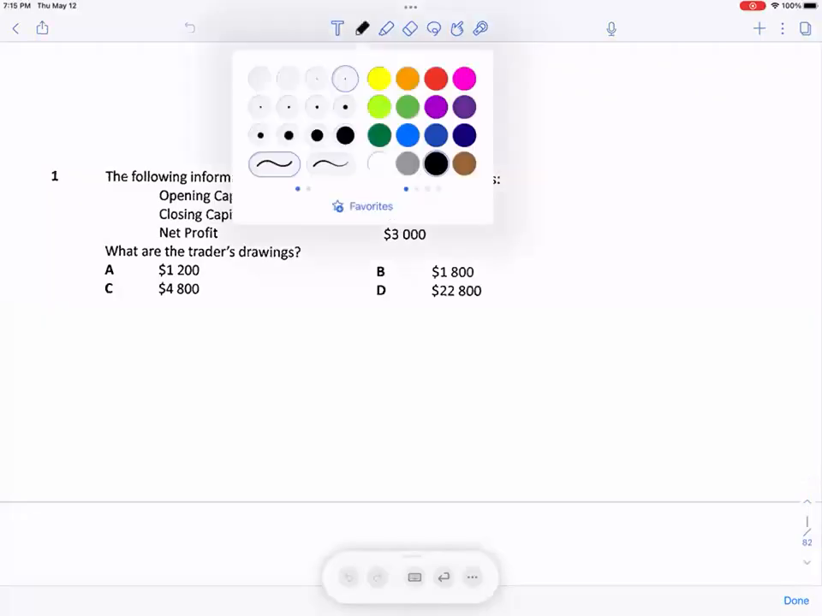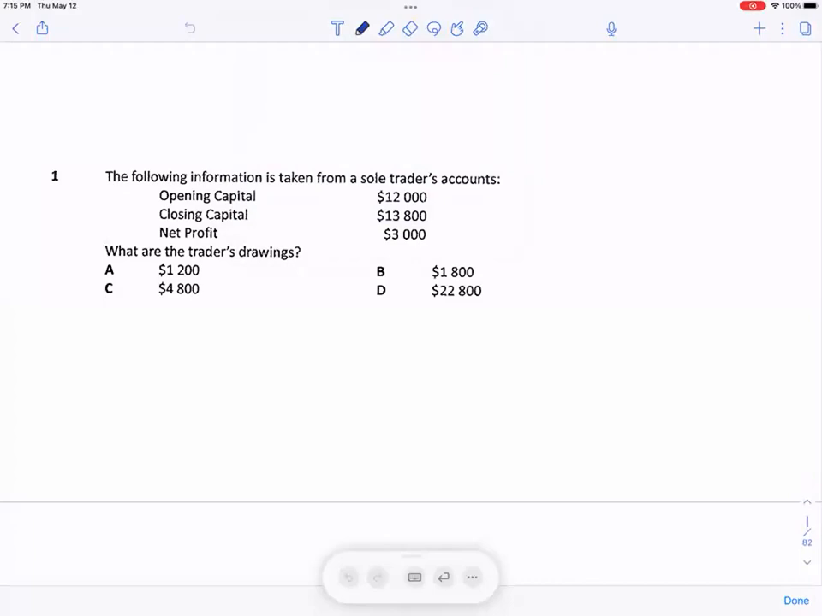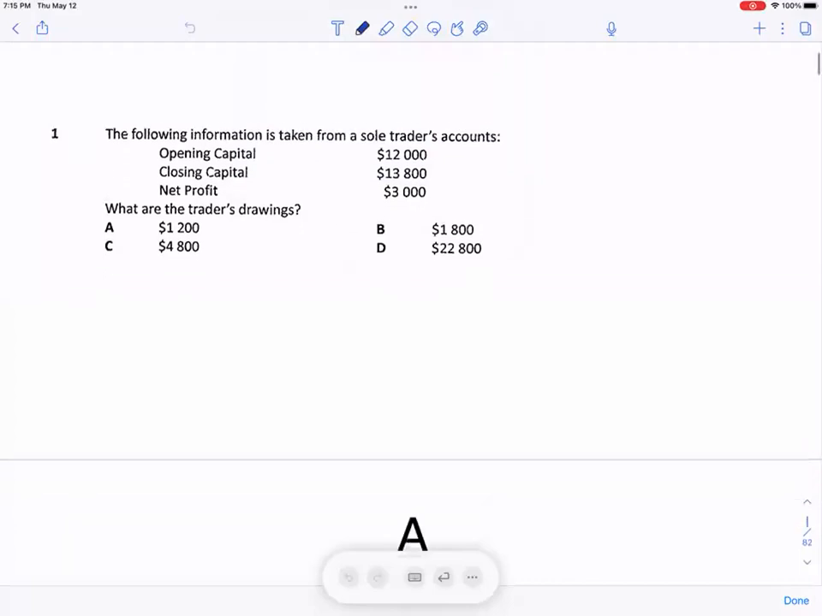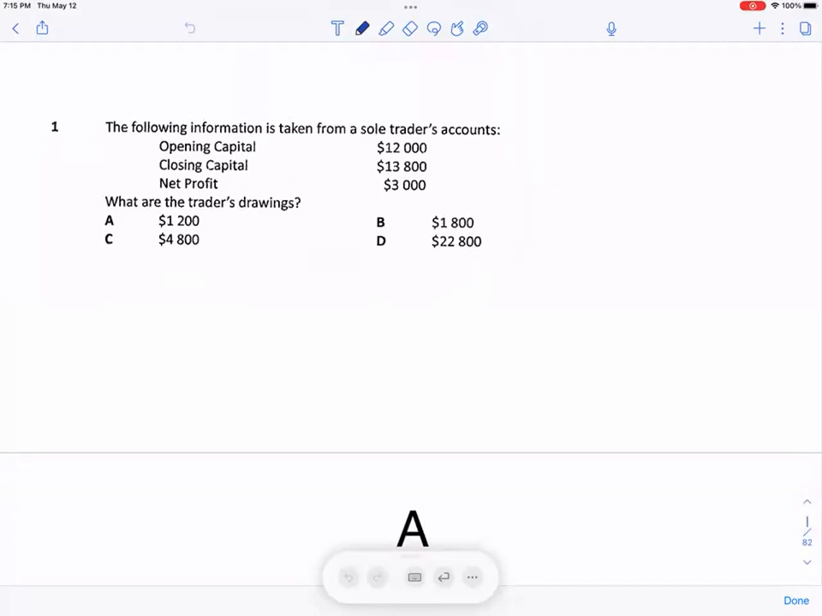What balance does a capital account have? Can you repeat? I couldn't hear you. What balance does a capital account have? It's credit balance. Okay. Capital account has a credit balance.